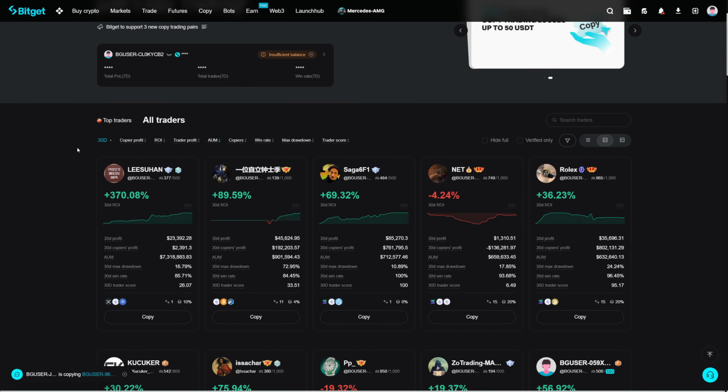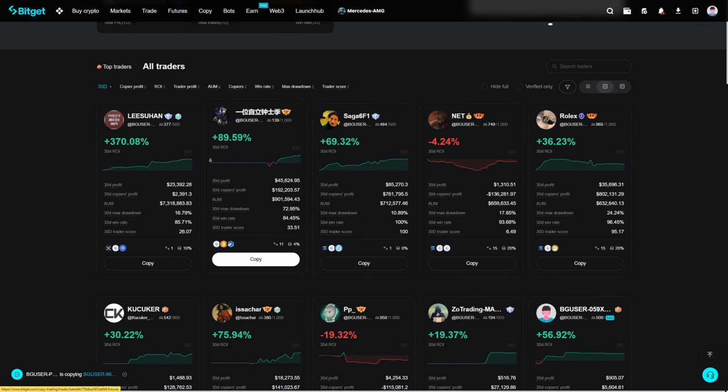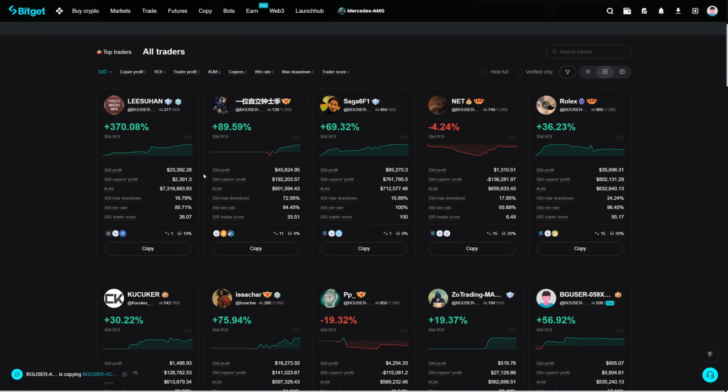Let's now search for a great trader to copy. In general, I usually look at assets under management and also copier profit. In this case, let's just go with AUM. Let's now look for an interesting trader with a stable equity curve and a high copier's profit.